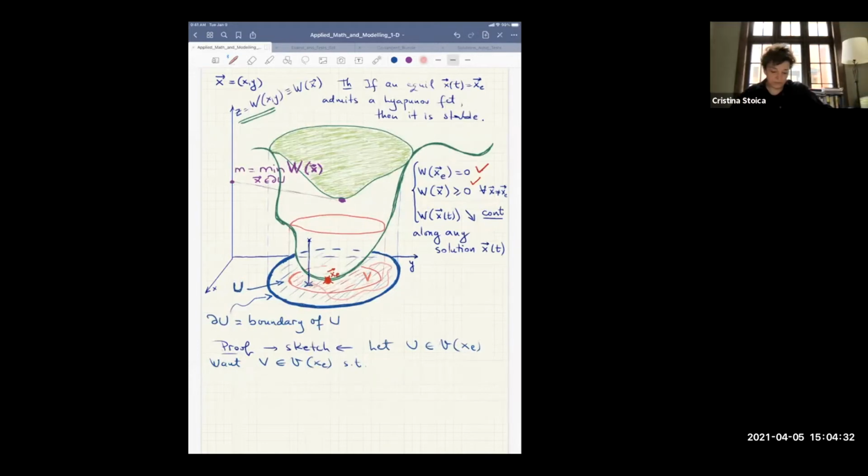Okay, let's move fast with this thing. All right, so we want to find a V, a neighborhood, such that whatever starts in V doesn't get out of U. Okay, that's the idea. So I could restate that: any solution starting in V stays in U.